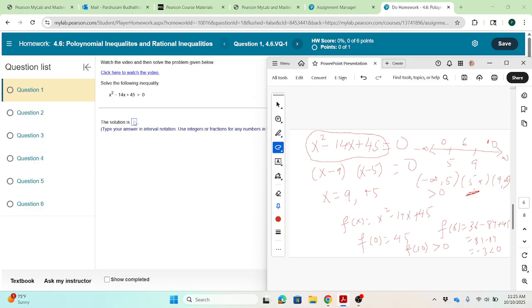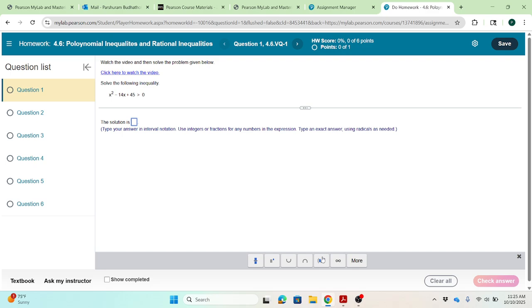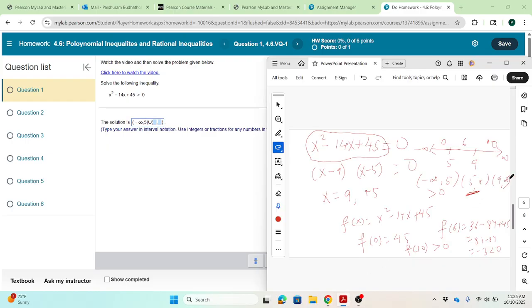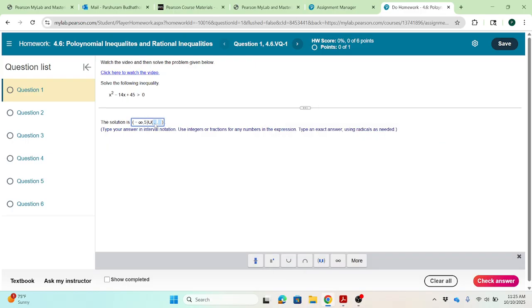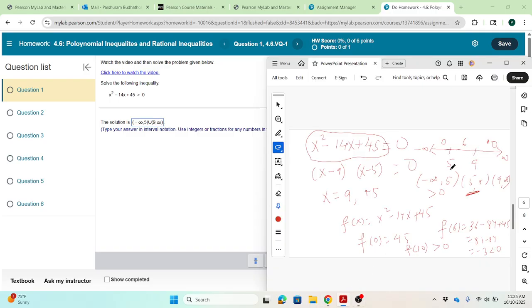So how do you write it? The solution would be -infinity up to 5, and then union, 9 to +infinity. Keep in mind, because the inequality doesn't have an equal sign here, we do not include these zeros. That's the reason we have parentheses instead of brackets.